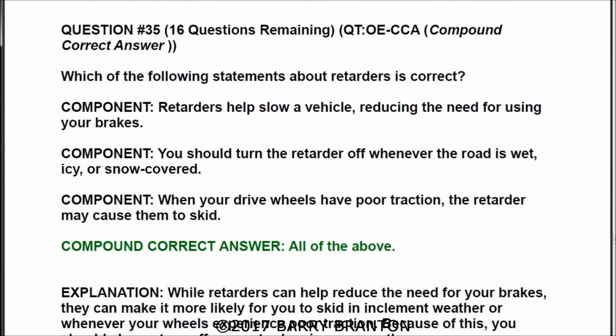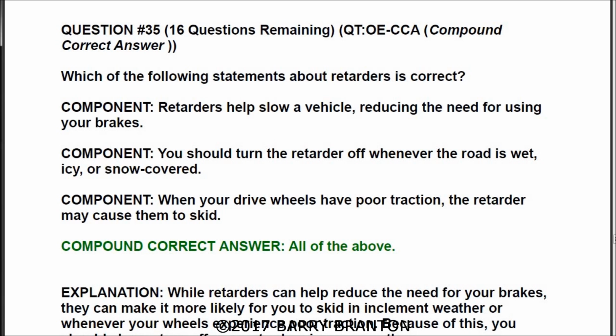Question number 35. Which of the following statements about retarders is correct? Well, in this particular question, all of the answers are correct. So let's go over each one. The first option is retarders help slow a vehicle, reducing the need for using your brakes. The second option is you should turn the retarders off whenever the road is wet, icy, or snow covered.